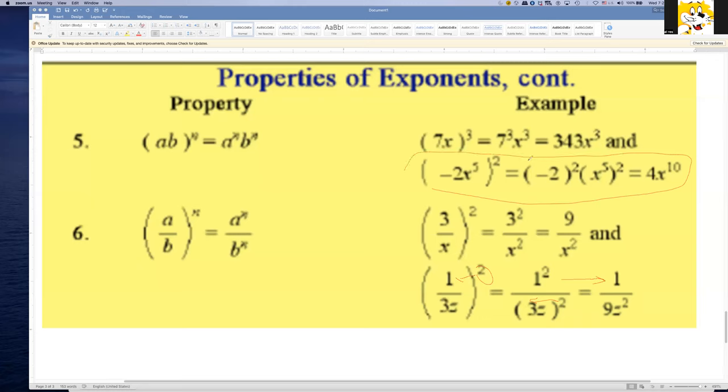All right, let's look at the last one here that I didn't do. This one right here. We're taking this 2 and it gets distributed to the 5, meaning that it's going to get multiplied. 5 times 2 is going to give me 10. That's how they end up with x to the 10 here. And then this 2 gets distributed to the negative 2. So the negative 2 is going to give me what? Negative 2 to the second power means negative 2 times negative 2 is equal to what? The positive 4. Yep. So that is how you end up with 4x to the 10th.